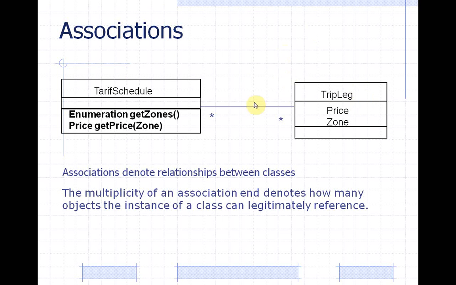So the multiplicity of an association end denotes how many objects the instance of a class can legitimately reference. So for this association, it can be explained as the instance of a tariff schedule class can reference many objects of trip log, and the instance of the trip log class can reference many objects of tariff schedule.